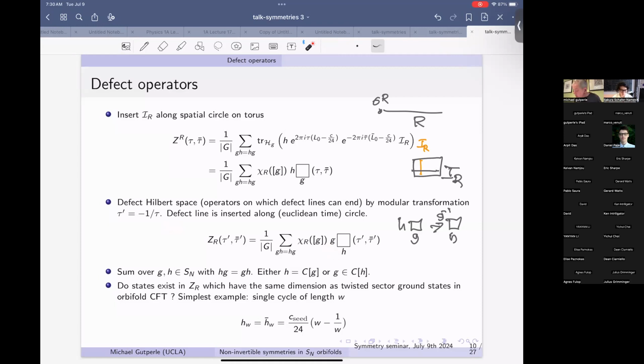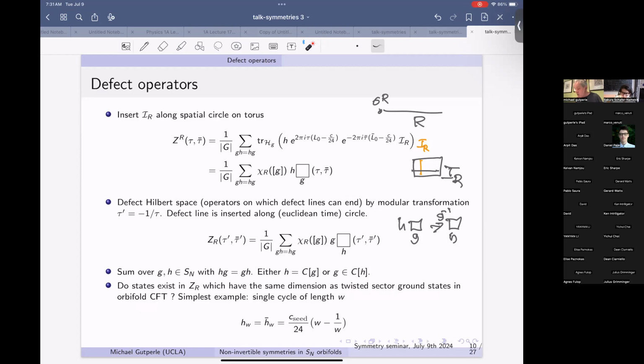I remind you that in the original one, for the insertion in the spatial direction, G labels the twisted sector state, and H is the centralizer, or all the elements which commute with G. For the modular transformation, G and H are exchanged, so now the twisted sectors are labeled by H instead. And what does it mean to look for the defect operators? We don't make this analysis in general. We simplify to look at the operators in this partition function which have the same conformal dimension as the twisted sector ground states in the orbifold.